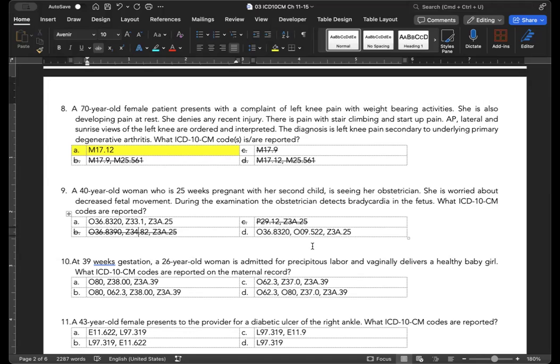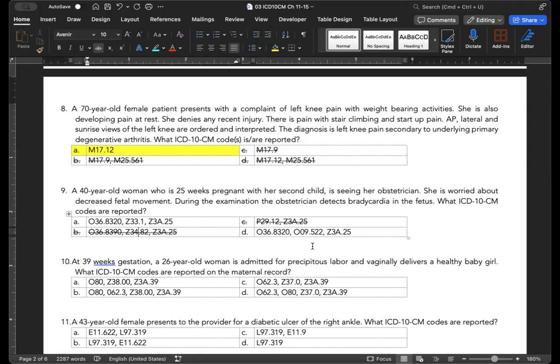O09.522 is going to be for supervision of elderly multigravida, second trimester. So do we think that we need to use O09.522? Does everybody know when you would consider them elderly, primigravida and multigravida? Does everybody know the age that we start to consider them quote unquote elderly? No. I want to say 35. Yep, it is 35 years.